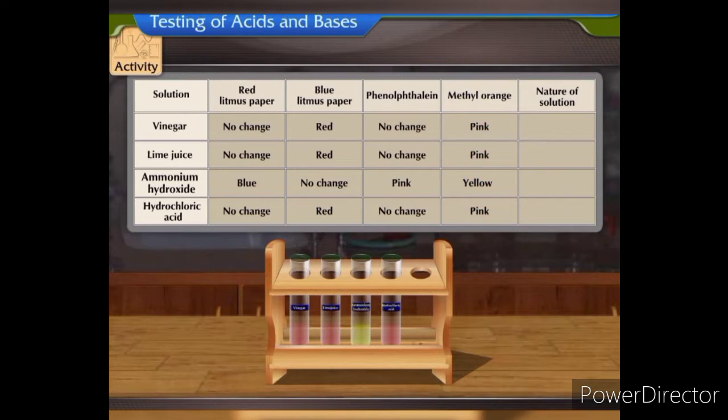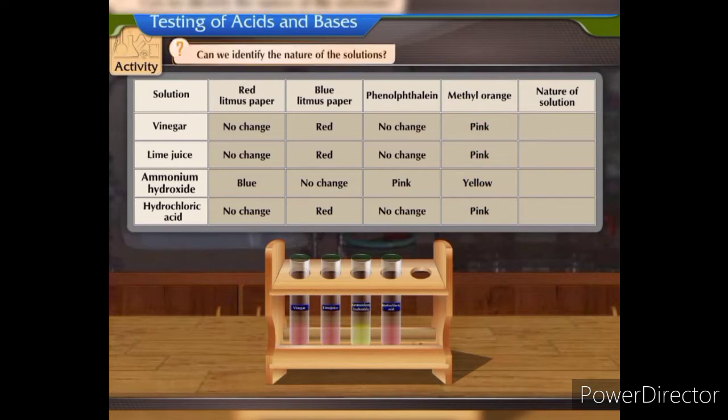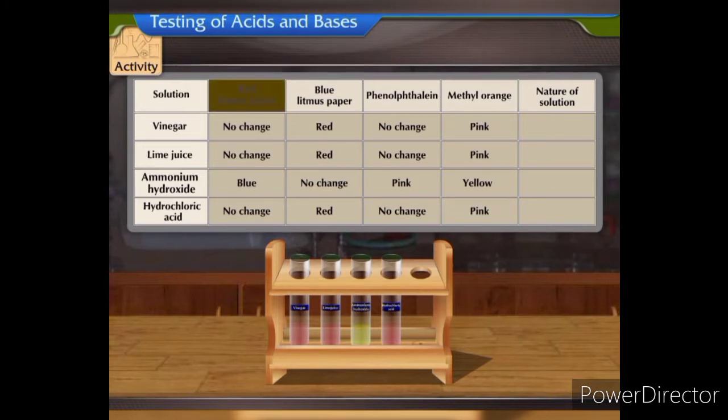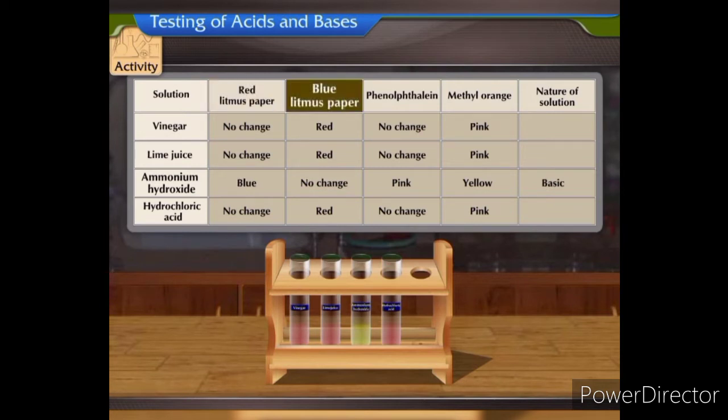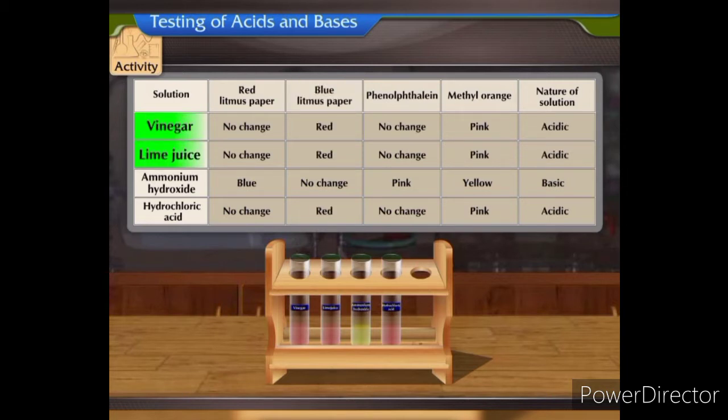On the basis of these observations, can we identify the nature of the solutions? Yes, we can. We know that red litmus turns blue in basic solutions and blue litmus turns red in acidic solutions. We may conclude that vinegar, lime juice and hydrochloric acid are acidic in nature. Ammonium hydroxide is basic in nature.